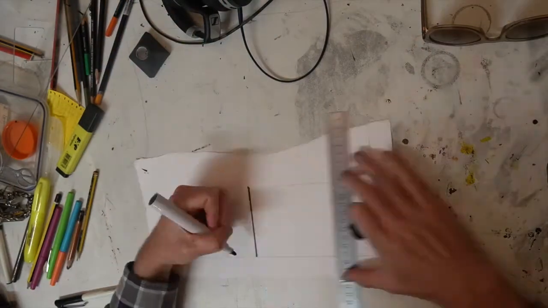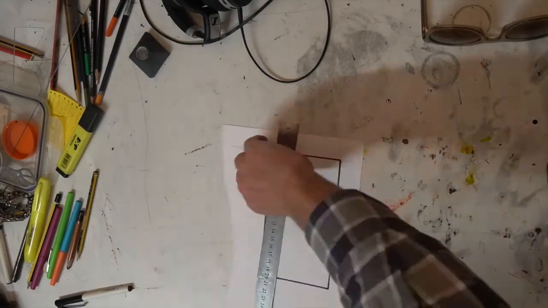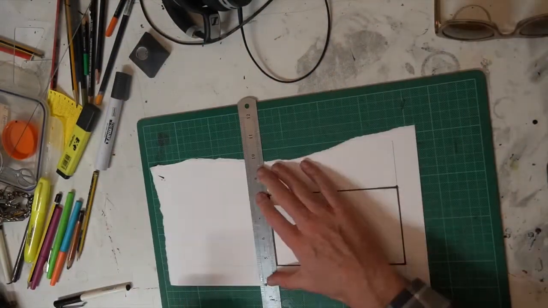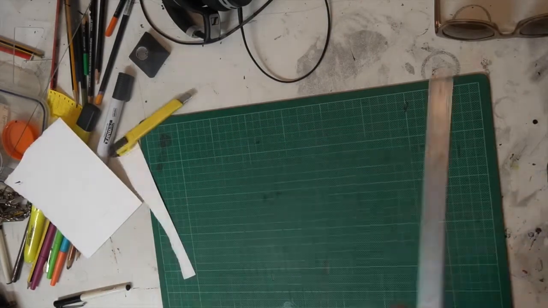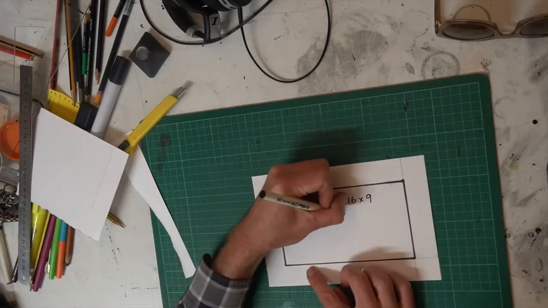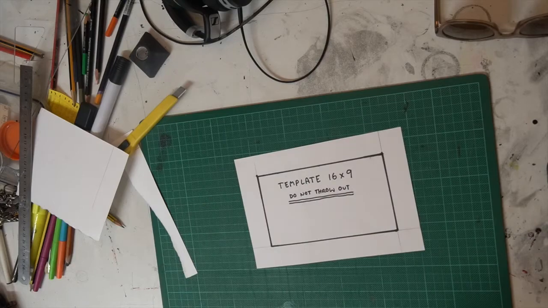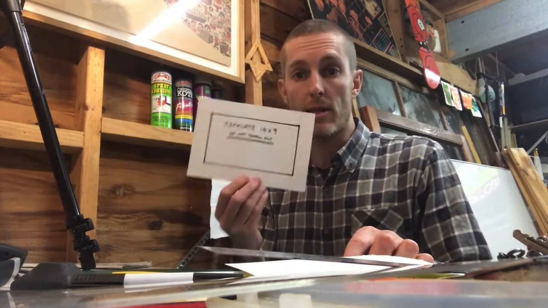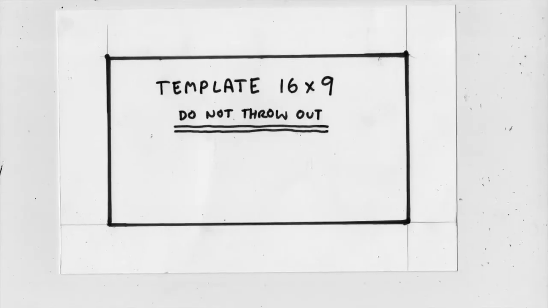I recommend you do what I'm doing here. You measure a 16 centimeter by 9 centimeter rectangle, measure it carefully, and only measure it once. Draw the borders with a nice thick black line, mark it as a template, and remember not to throw it out. You can use this for every single panel that you're working on. Okay?